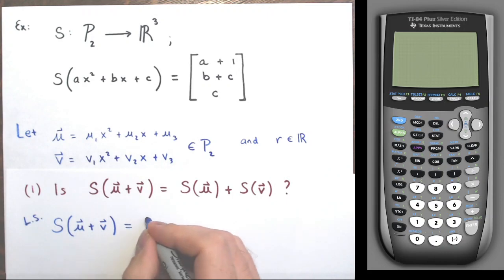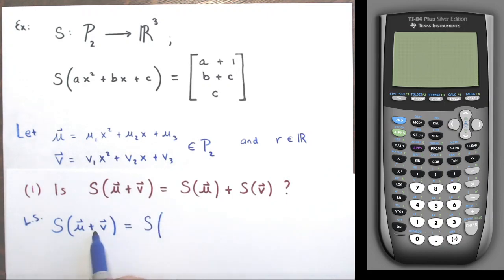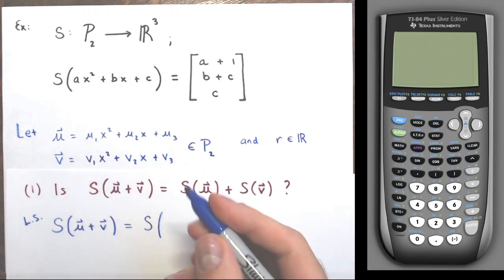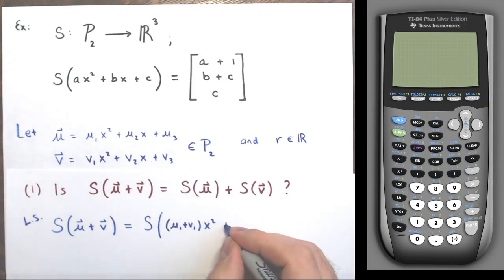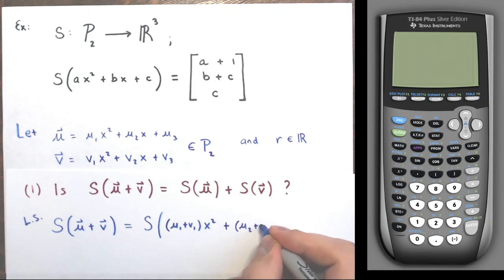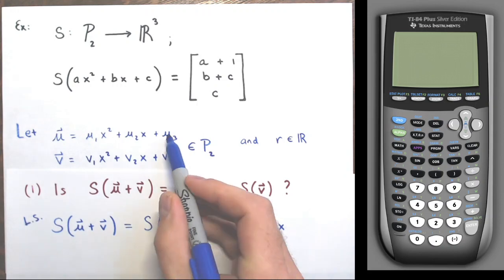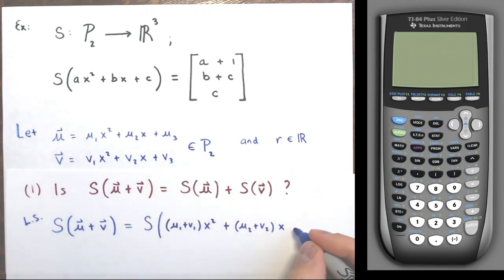So when doing that, I'd have S of, remember when you add two polynomials, you combine like terms. So u1 x squared plus v1 x squared would make u1 plus v1 times x squared. And then u2 x plus v2 x, so the x term has a coefficient of u2 plus v2. And then the constants, u3 plus v3 would be the constant term. So now my input, the u1 plus v1 is like the A, the u2 plus v2 is like that B, the u3 plus v3 is like that C up there.